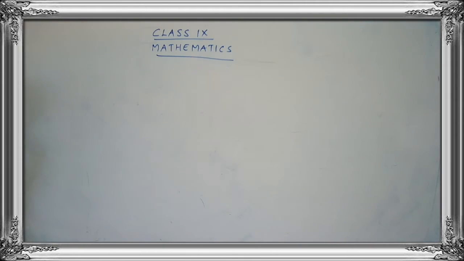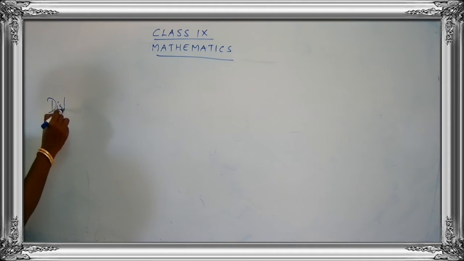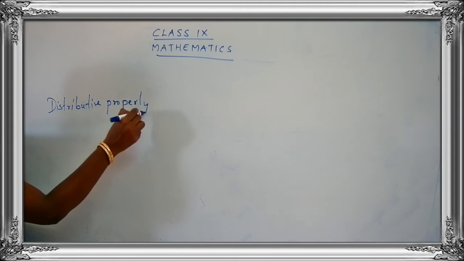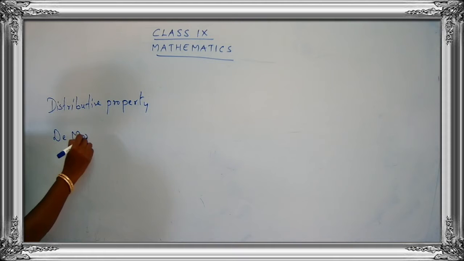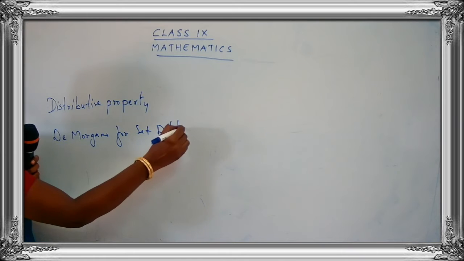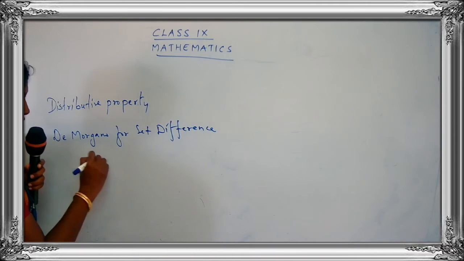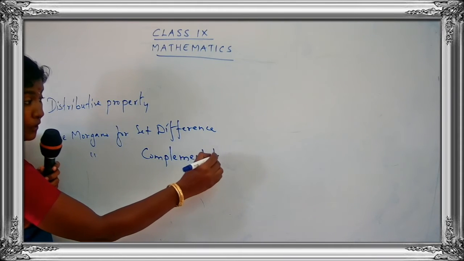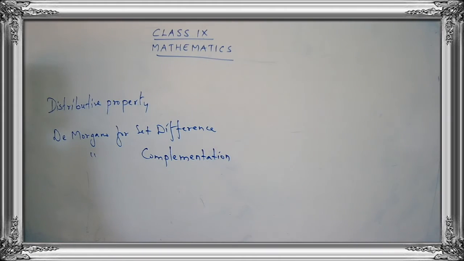Yes, we were learning about the different properties. That is, we were dealing with the sums which are based on different properties. What were the properties used? Distributive property. Yes, we have studied the distributive property. Second, we also studied De Morgan's law for set difference. And also we saw De Morgan's law for complementation. Okay, so these were the three different properties we are dealing with in exercise 1.5.